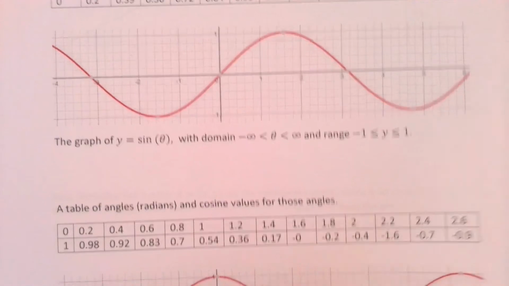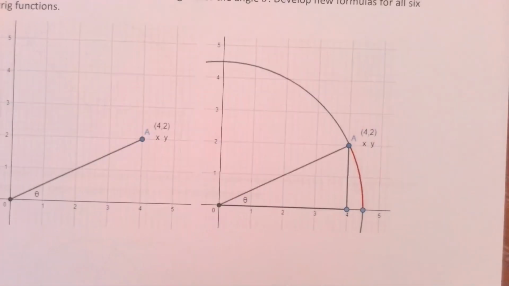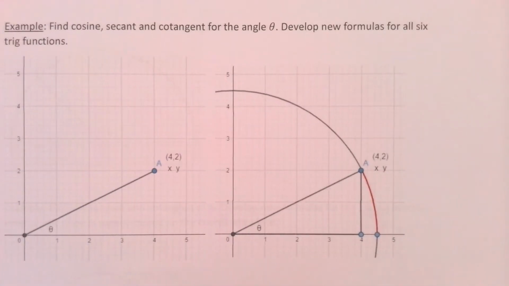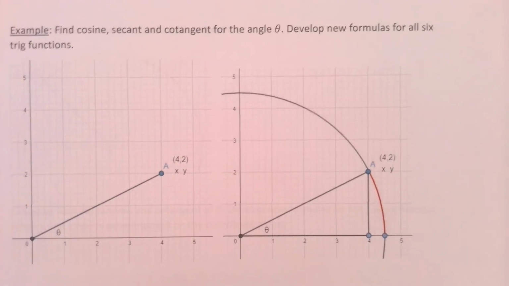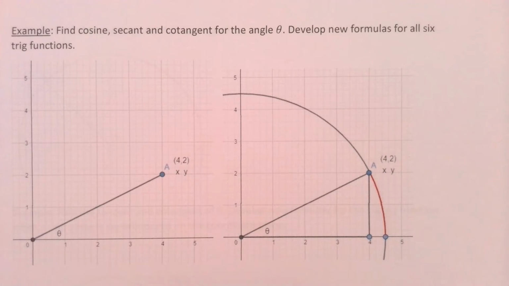But now, how is it that we can find values of cosine or secant or tangent or cotangent for an angle that is not acute?